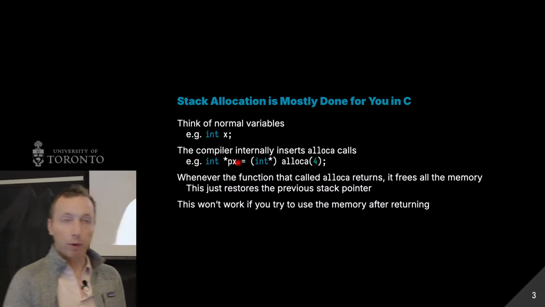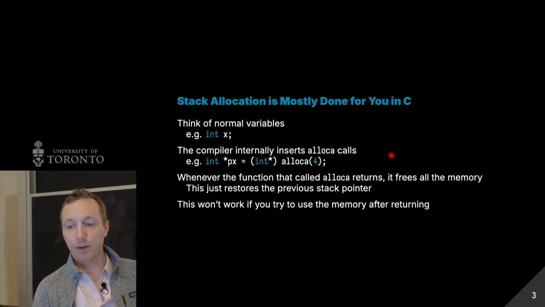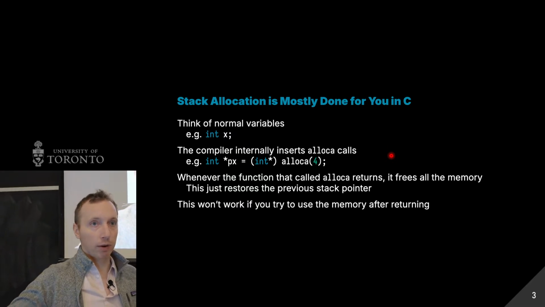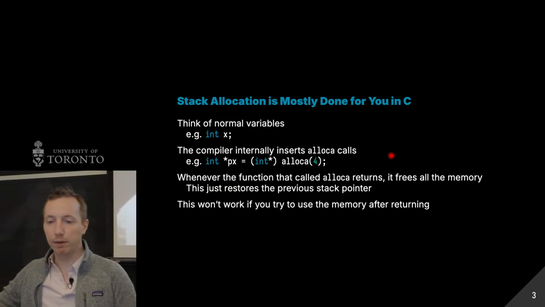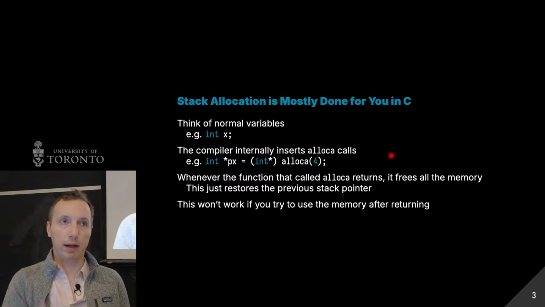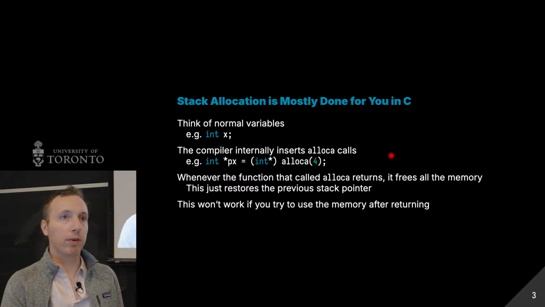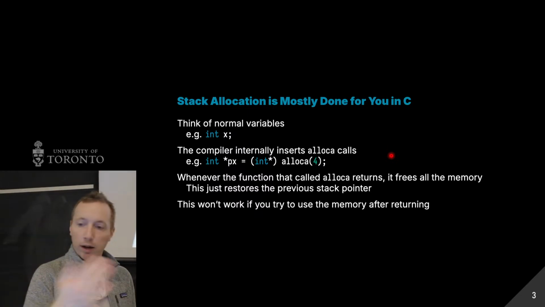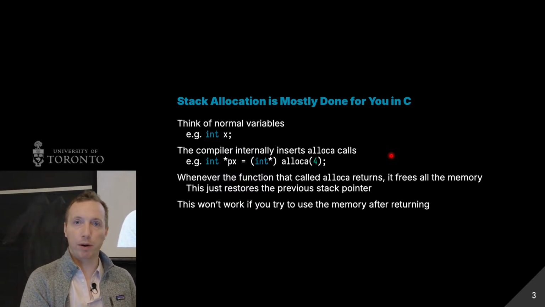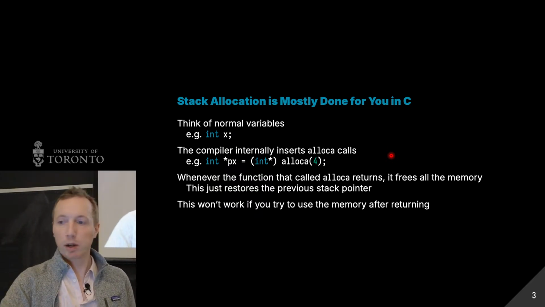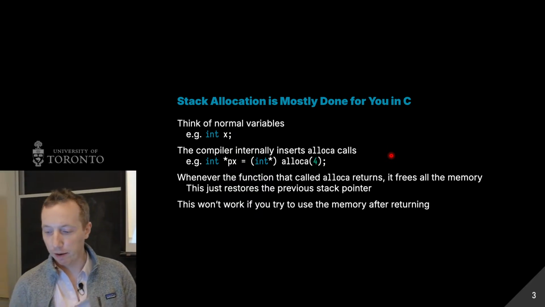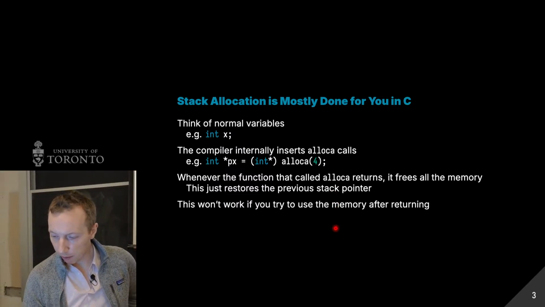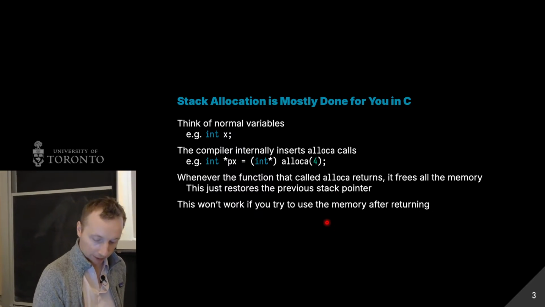So the rule behind the alloca allocations is you don't have to free it. As soon as the function returns, goes out of scope, whatever you want to think of it, that memory is freed. And in this case, it just restores the previous stack pointer, probably not going to overwrite any of the information or anything like that. Just reset the stack pointer, so it doesn't matter how many allocations you do, it just resets the stack pointer, and it's all essentially freed for you magically. This doesn't work, though, if you try to use the memory after returning.